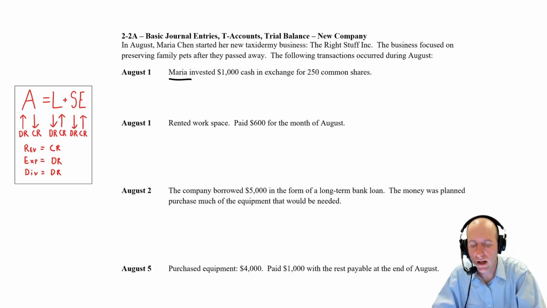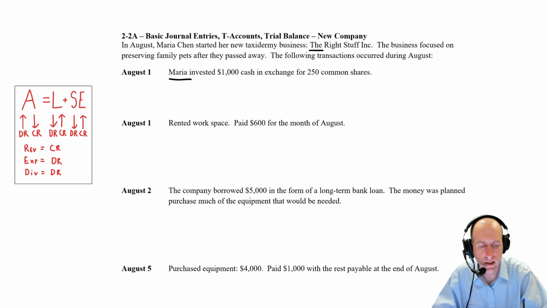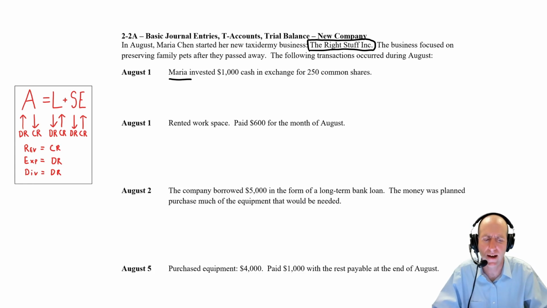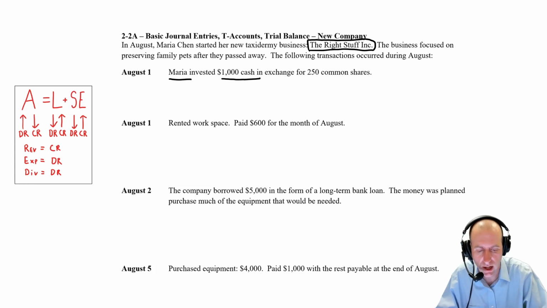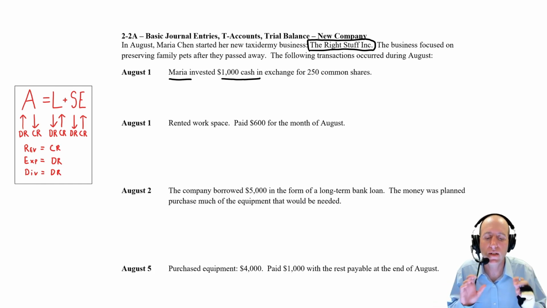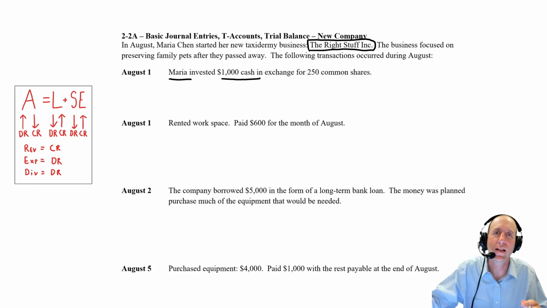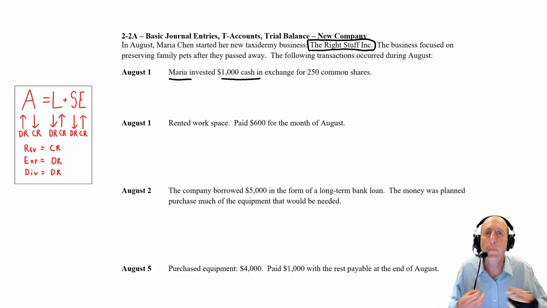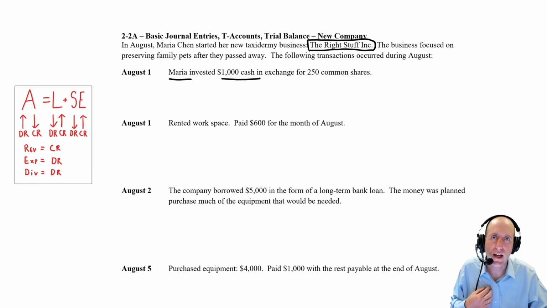Now remember, Maria is separate from her company, The Right Stuff Inc., and we are the accountants for the company. This class is all about corporate accounting, so we are looking at this from the company perspective. And the first question I always ask when I think of these journal entries is, did any money change hands? Did cash change hands? And the answer is yeah, $1,000 of cash changed hands. So Maria invests $1,000 in cash in exchange for 250 common shares. Now, this is Maria starting her company. She's buying the initial shares just to begin the company. The company is getting cash, and Maria is getting common shares in this transaction.